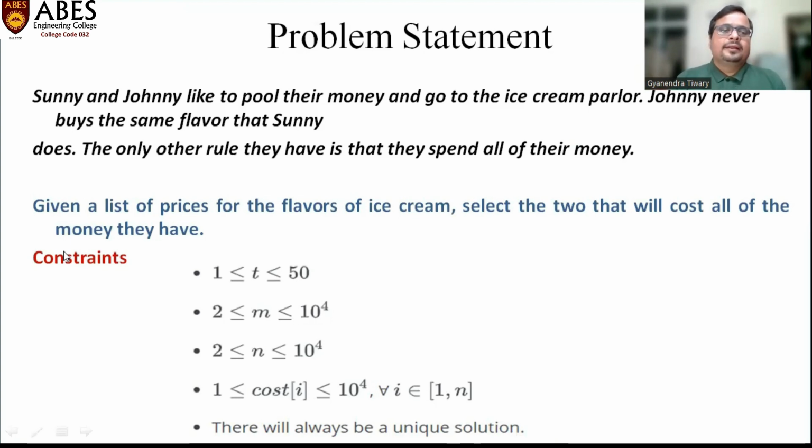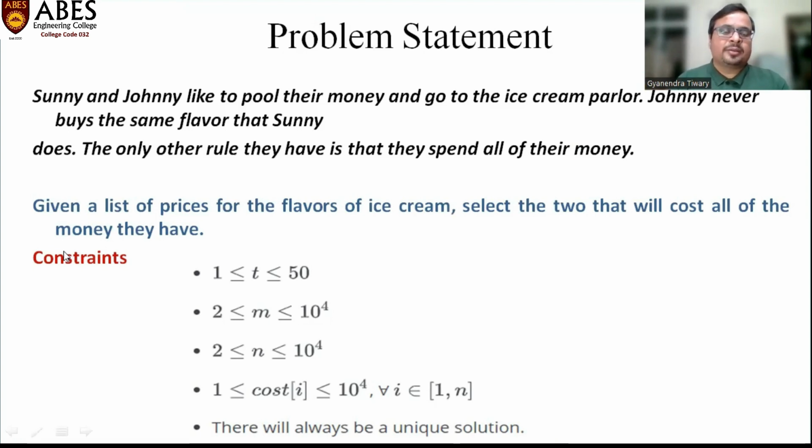Now, given the list of prices for the flavors of ice cream, select the two that will cost all the money they have, right? So we will have a cost array, or the price array, and from that array we have to select any two flavors which we can buy with that money, and the total money has to be exhausted. Also, they are saying that the output has to be printed in ascending order of their indices, right? Okay, that's cool.